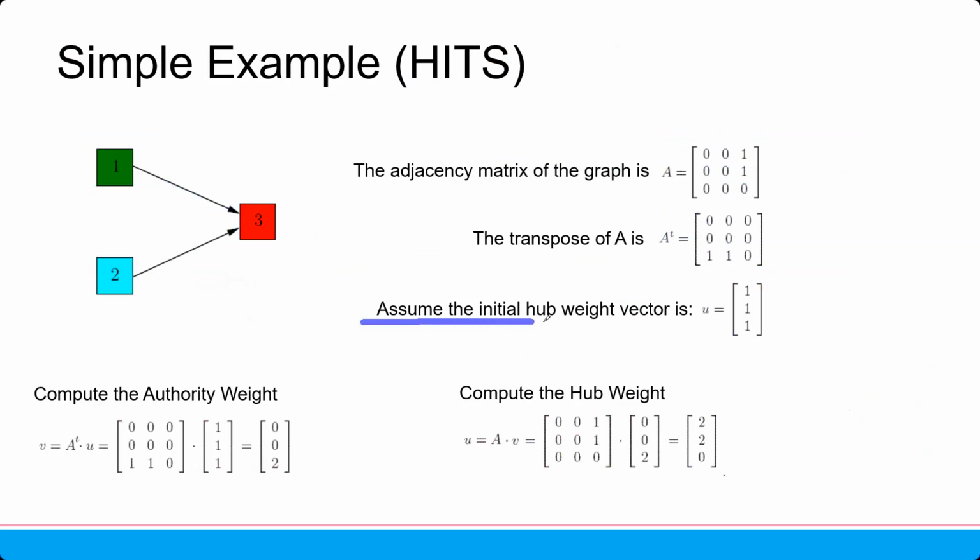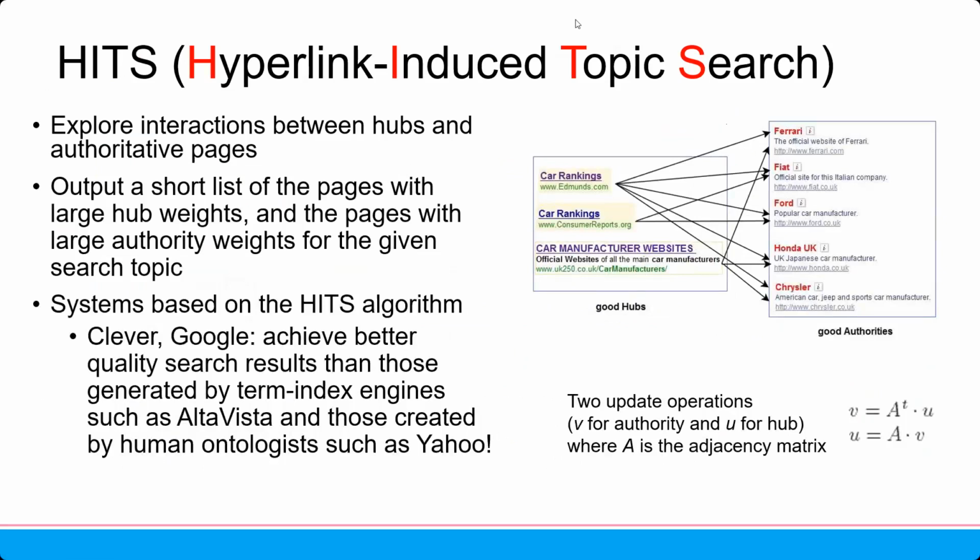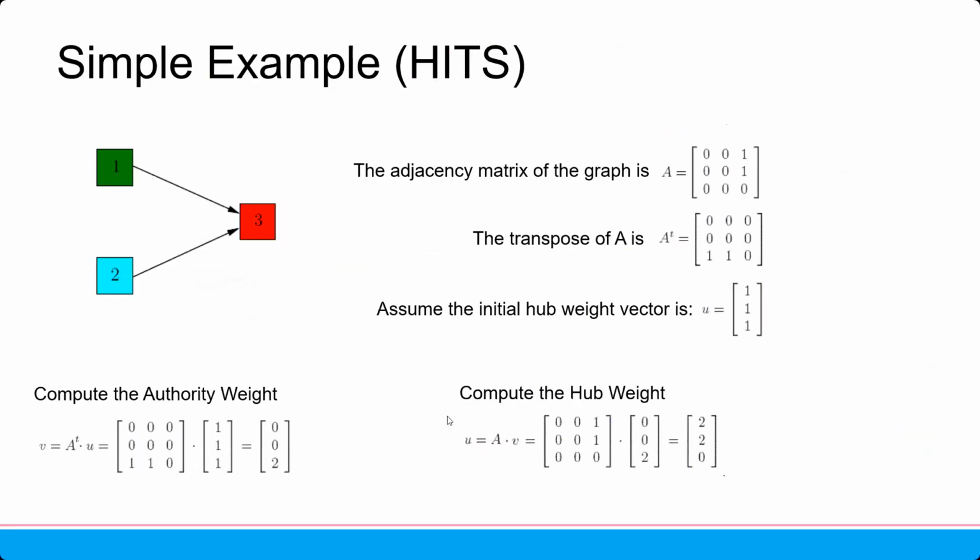Now let's assume that the initial hub weight vector U is 1, 1, 1. We assume that every node has the weight 1. Now, in order to check the authority weight, what is the authority weight? V is the authority weight. The authority weight equals A transpose multiplied by U. U is the vector for the hub, V is for the authority, and you can just fit the data into the formula: V is A transpose multiplied by U.